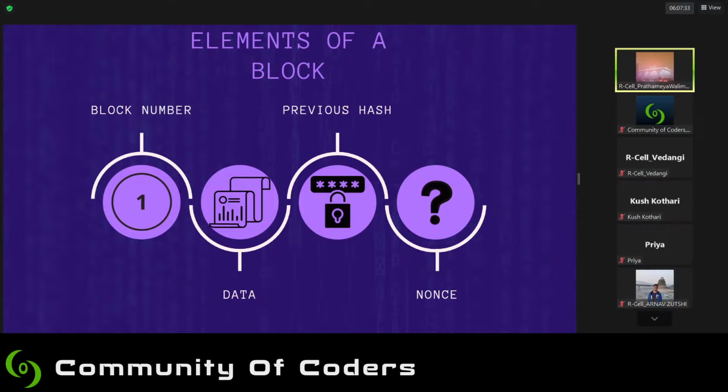Then comes the previous hash, which is the hash of the block preceding the concerned block in the blockchain, which is also used as a parameter to check the integrity of the chain. Furthermore, the previous hash of the genesis block, which is the first block of every blockchain, is a string of 64 zeros.